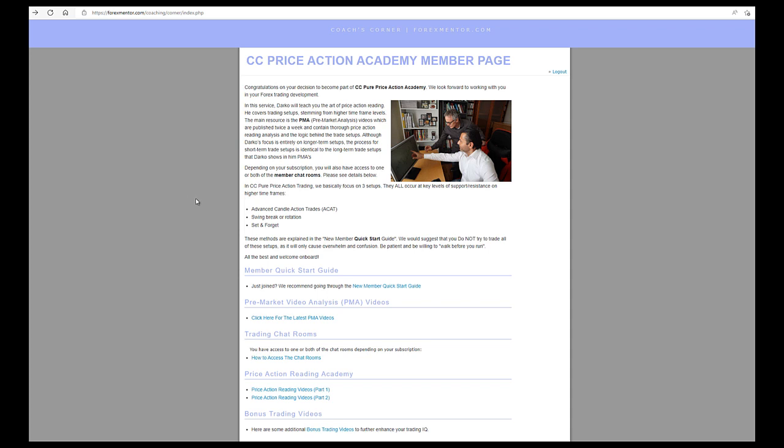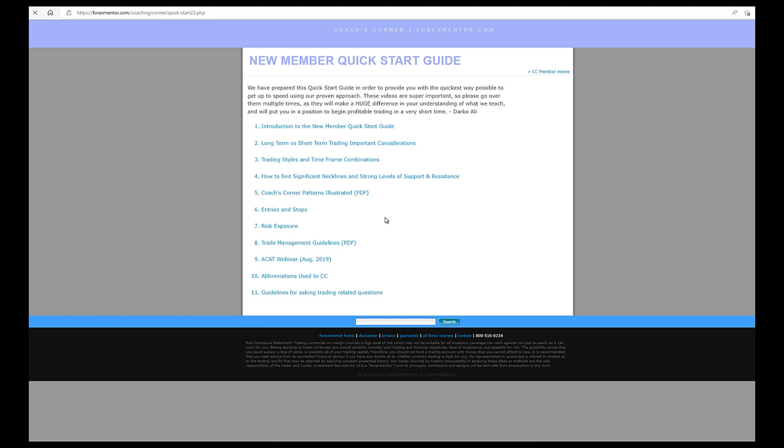Once you pay for the service and you get your login, this is the page that you will be seeing. The first thing we highly encourage people to do is to go through the quick members guide. You just click in here and get yourself ready, starting with the introduction to the new members quick guide, long-term versus short-term trading. There are some important considerations that you need to know about. And then the trading styles and the time frame combinations.